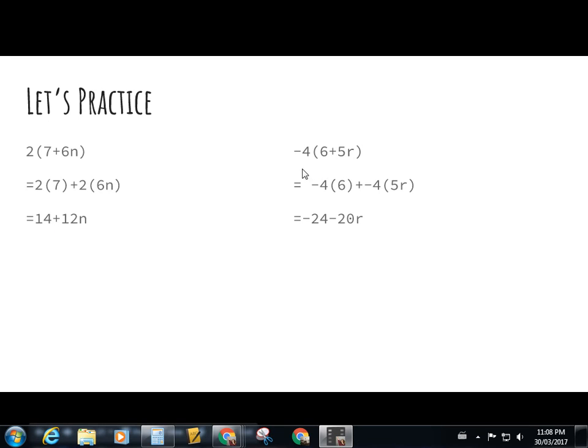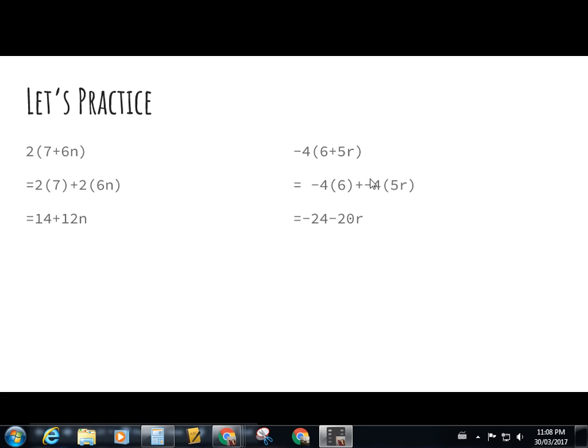In this example, we have negative 4 times (6 plus 5r), and the 6 plus 5r is all in brackets. So I need to apply the distributive property, or distribute the negative 4 to the 6 as well as the negative 4 onto the 5r. So in the first line that I do, I have equal sign, negative 4 times 6 plus negative 4 times 5r.